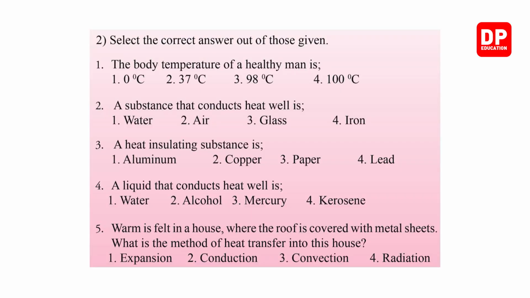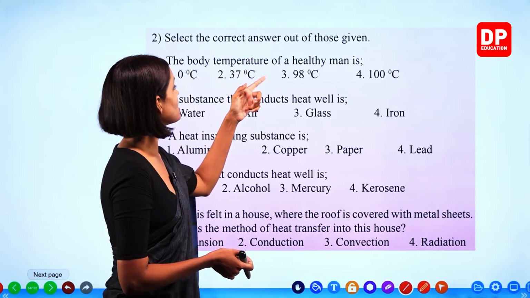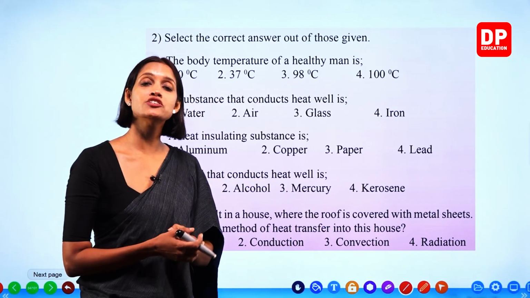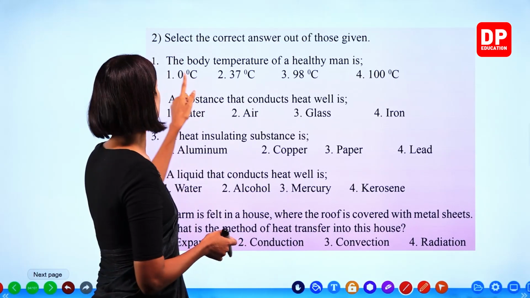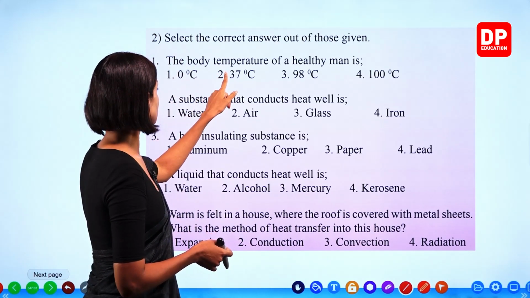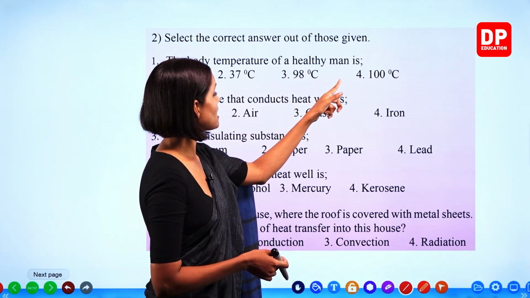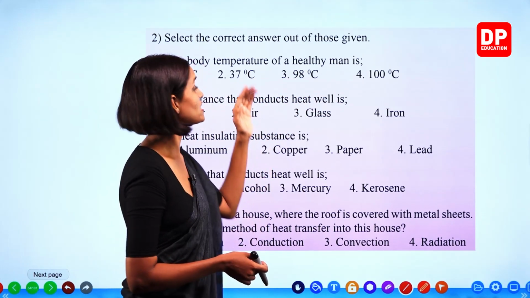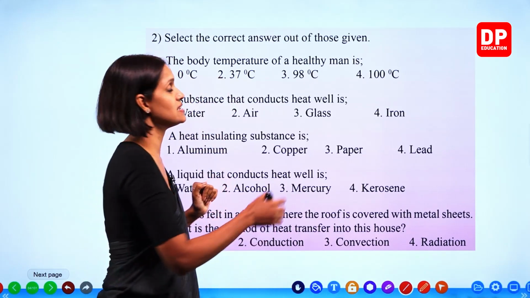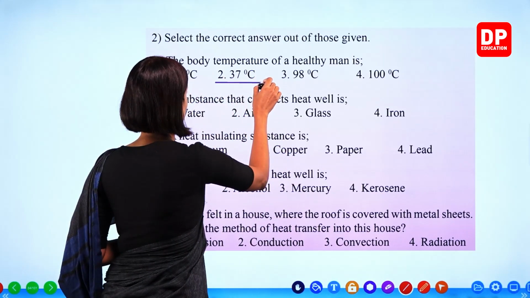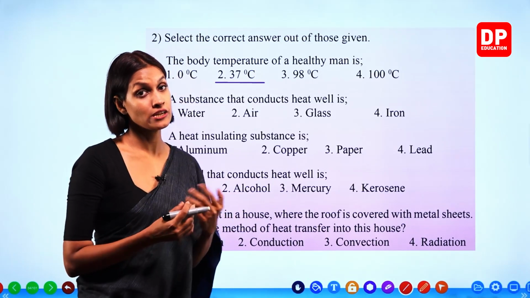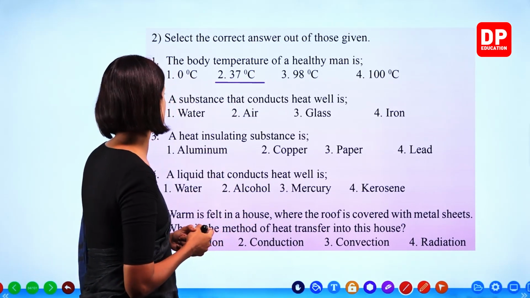Select the correct answer out of those given. The body temperature of a healthy human. What is the body temperature of a healthy human, children? 0 degrees Celsius, 37 degrees Celsius, 98 degrees Celsius, 100 degrees Celsius. What is the answer? 37 degrees Celsius. 36.9, which means 37 degrees Celsius.